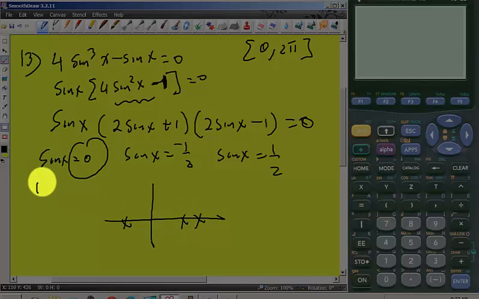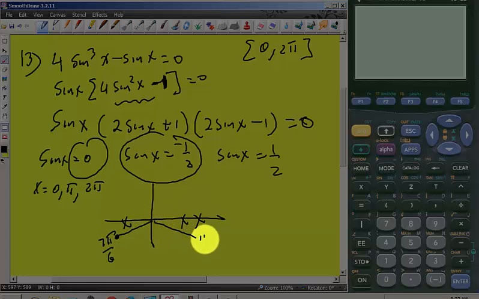So, for this, I have x is equal to 0, pi, and 2 pi. And then, where is sine equal to negative 1/2? We just figured that out just a second ago. That's going to be right there, 7 pi sixth, and then 11 pi sixth. So I get x is equal to 7 pi sixth and 11 pi sixth.